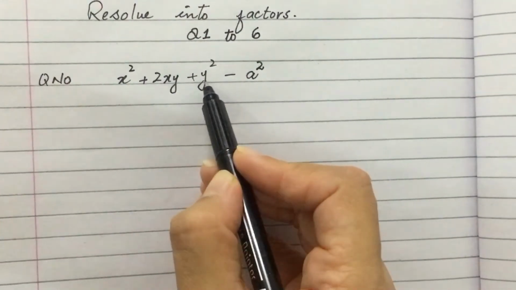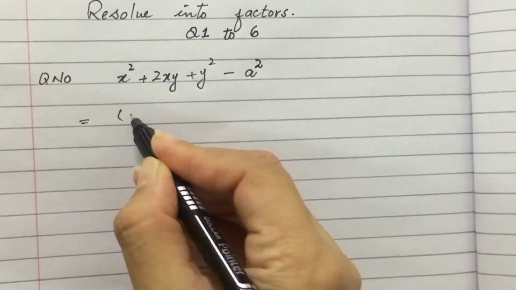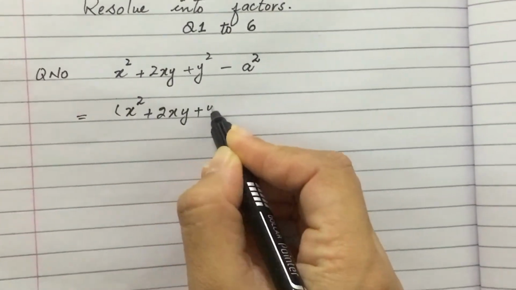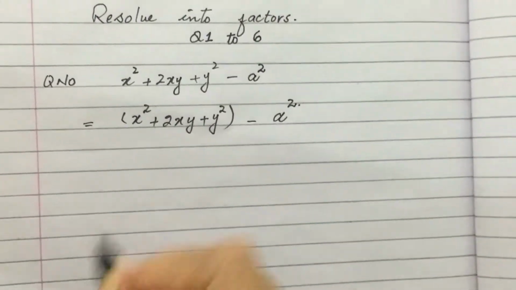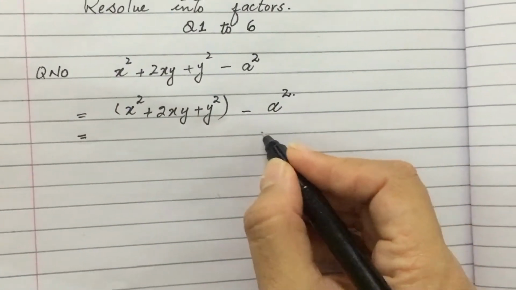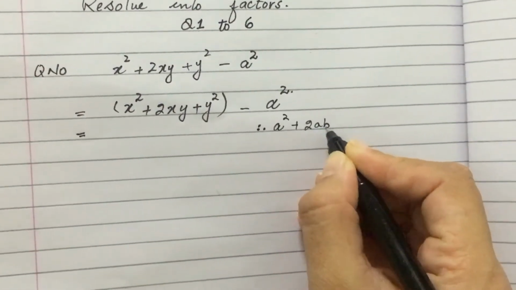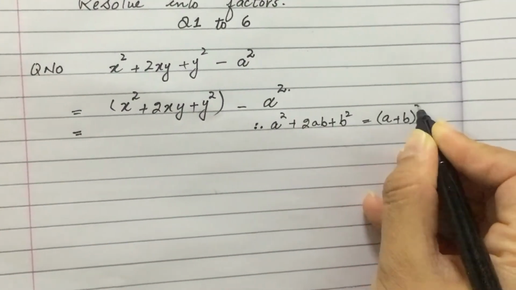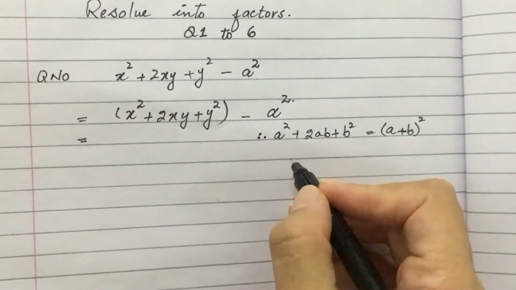So the first 3 terms of this polynomial expression make a formula. So write it enclosed with brackets, and a square as it is. And now apply the formula of complete square, that is a square plus 2ab plus b square is equal to a plus b whole square. Now convert this into complete square form.